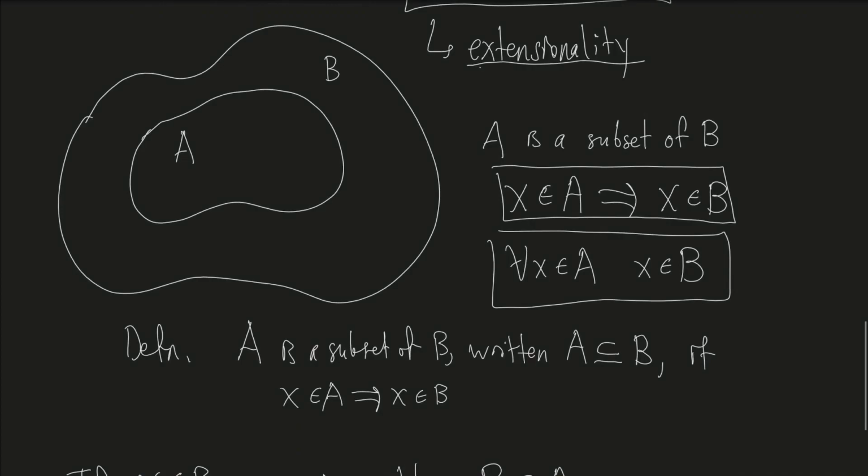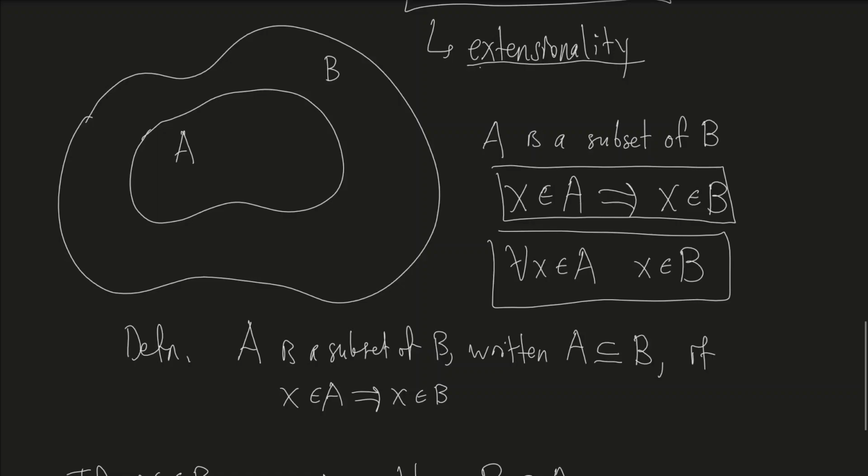We write it as A and then this symbol, B. It's like a sideways U. The side that is kind of open, right, that has the two ends, is talking about the larger set. And then this is true if X in A implies X in B.